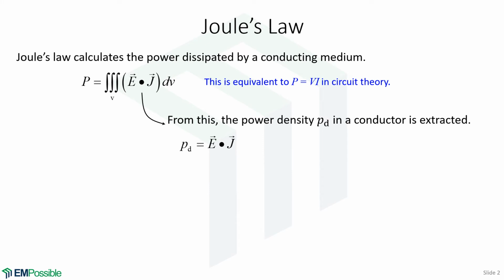So the argument of this, anytime we do a volume integral or an integral of something to get a total quantity, the argument of that integral is some kind of density. So we can argue that this E dot J is the power density in a conductor. So P sub D, our power density, is E dot J.